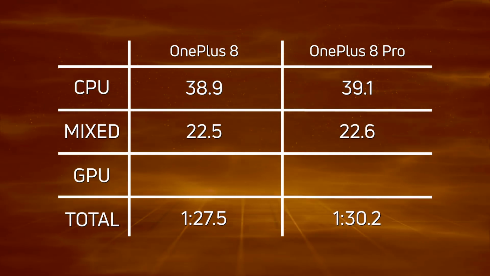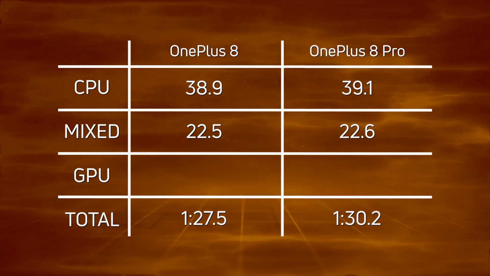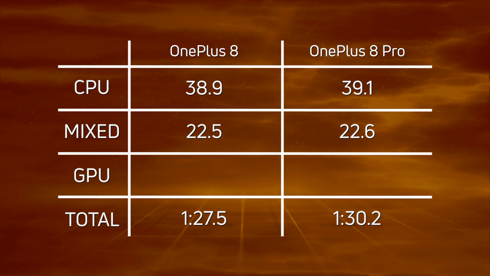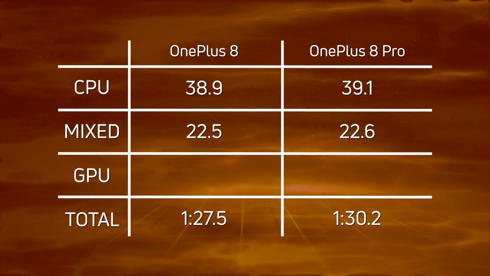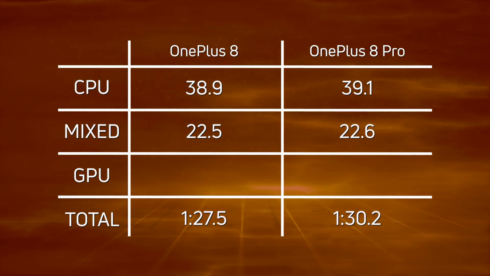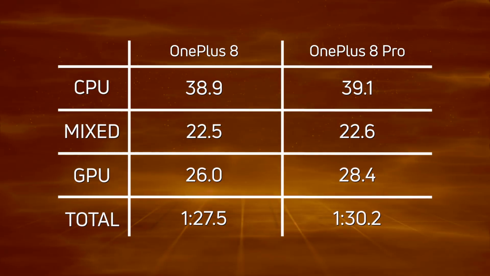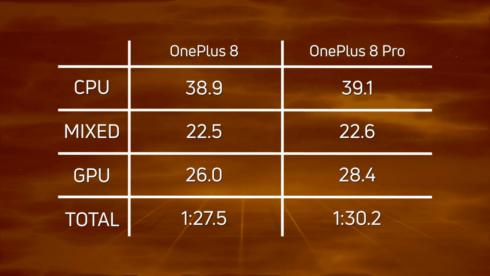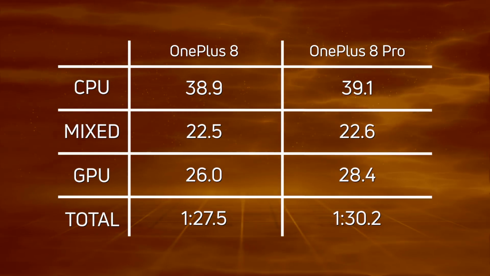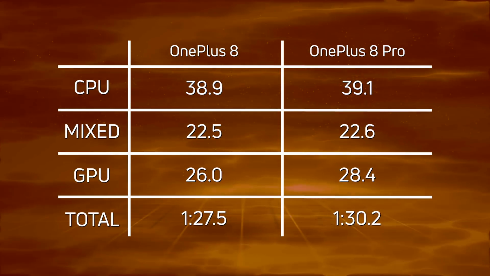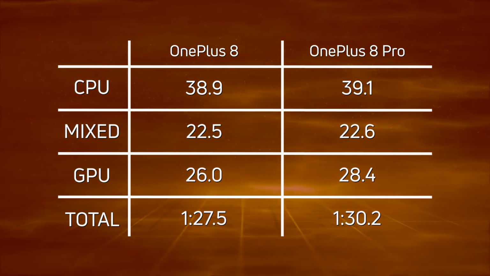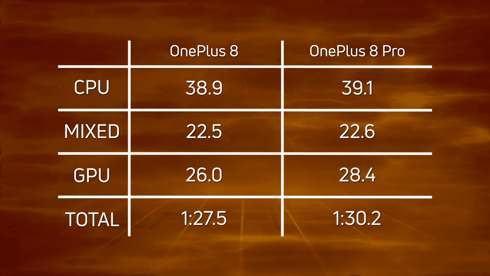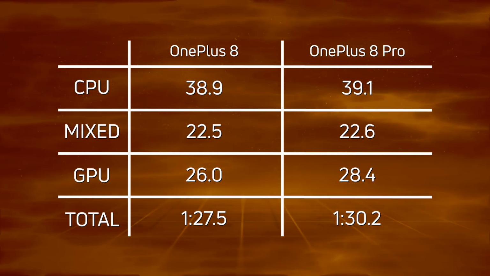And then when we get to the mixed CPU GPU, 22.5 versus 22.6, so again, not much to say there. Absolutely, these could be exactly the same device, 0.1 seconds between them, but of course importantly a win by the OnePlus 8. But we can see the real difference here when we get to the GPU, all that rendering, all those pixels that need to be pushed around the screen, 26 seconds for the OnePlus 8 in full HD, 28.4 seconds for the OnePlus 8 Pro in Quad HD. So that's where the major difference is there. When you add them all up, it becomes a 2.7 seconds difference, 1 minute 27.5 for the OnePlus 8.